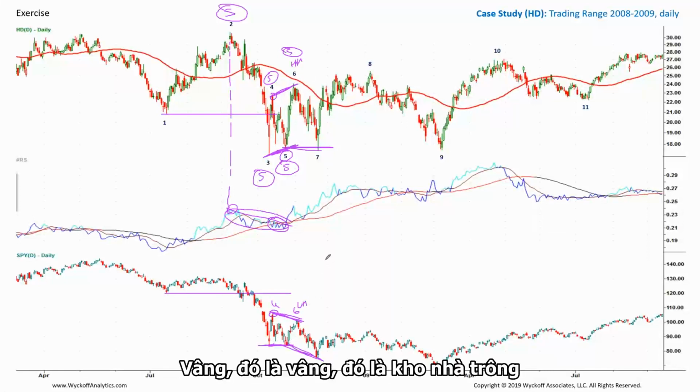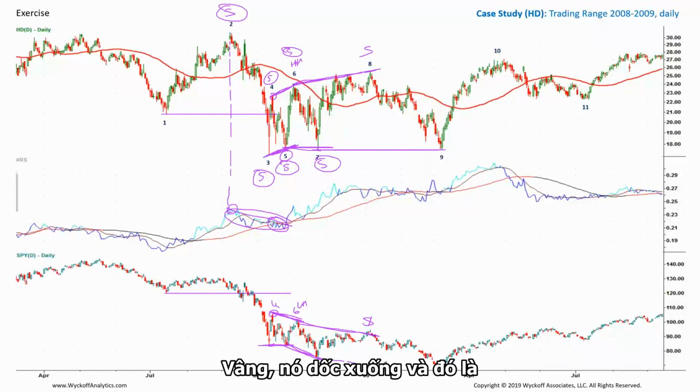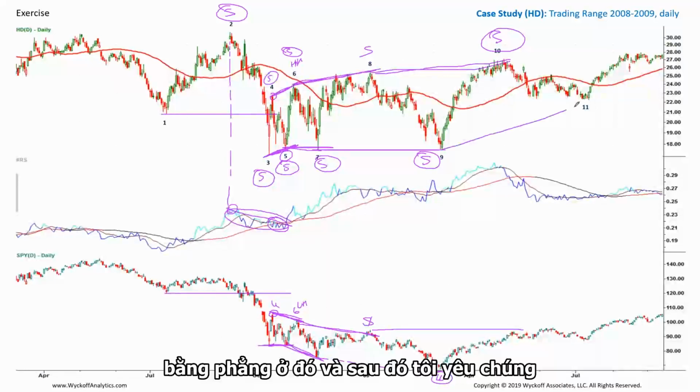Home Depot looks stronger. Stronger. Flat. 8, same thing, sloping up, and the other one's sloping down. 9, it's sloping down. So Home Depot's stronger. 10, stronger. SPY still looks pretty flat there. And then 11.